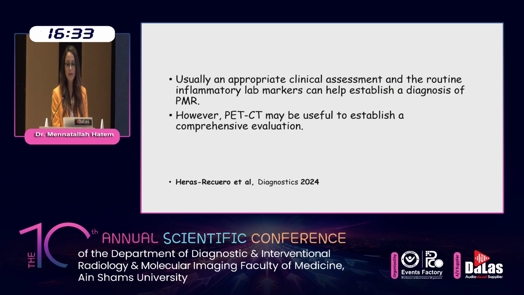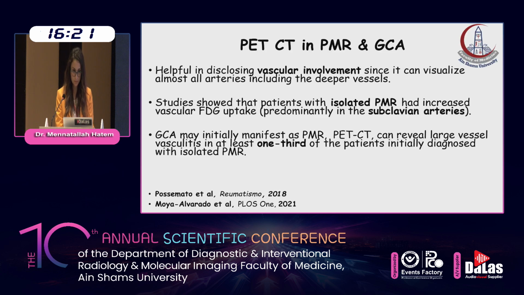Usually, an appropriate clinical assessment and the routine inflammatory lab markers can help establish a diagnosis of PMR. However, PET-CT may be useful to establish a comprehensive evaluation. PET-CT can be helpful in disclosing vascular involvement since it can visualize almost all arteries, including the deep vessels. Studies showed that patients with isolated PMR had increased vascular FDG uptake predominantly in the subclavian arteries. Giant cell arteritis may initially manifest as PMR. PET-CT can reveal large vessel vasculitis in at least 1/3 of the patients initially diagnosed with isolated PMR.